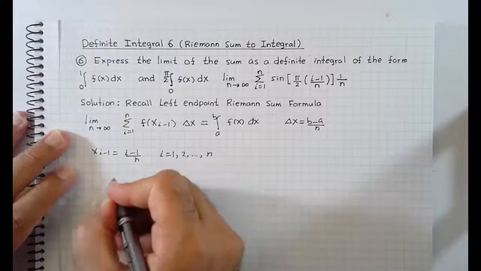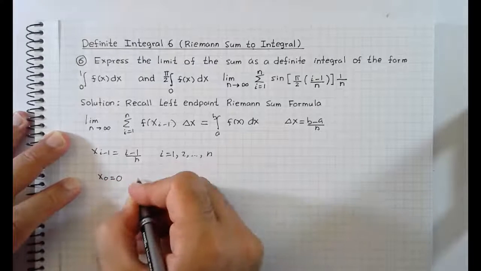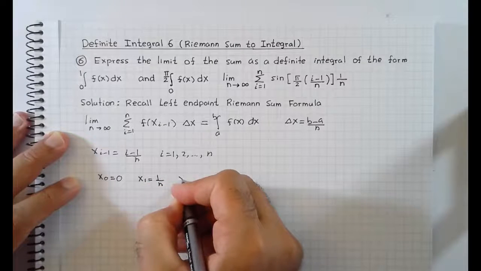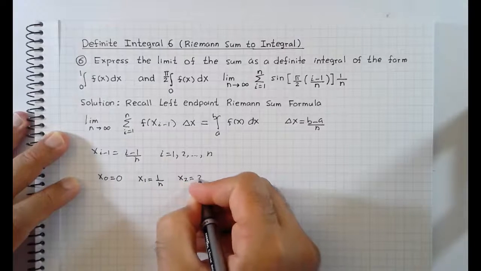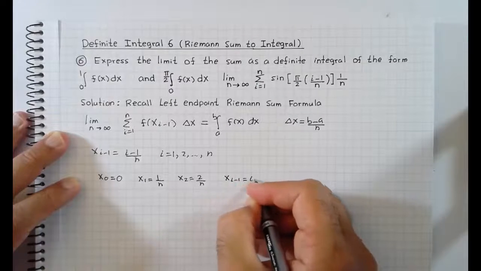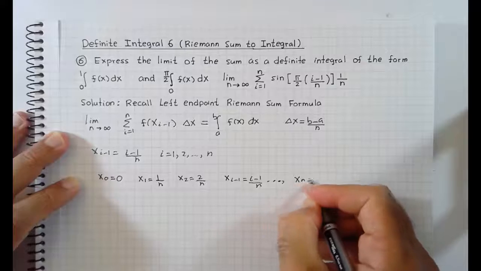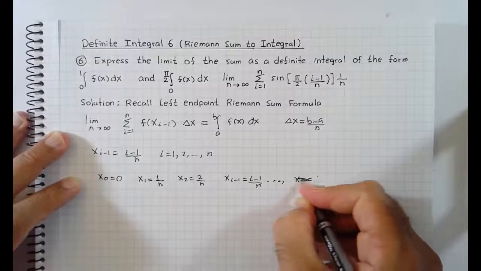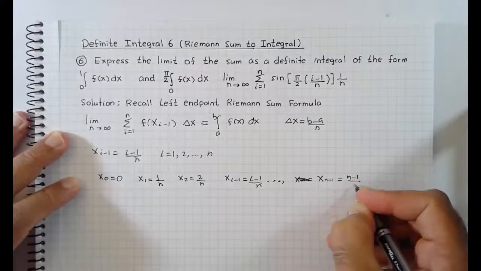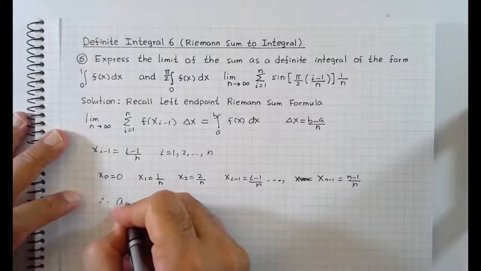So plugging i equals 1 here, we get x0 is equal to 0. Plugging i equals 2, we get x1 is equal to 1 over n. x2 is equal to 2 over n. x sub i minus 1 is equal to (i minus 1) over n. And x sub n minus 1 is equal to (n minus 1) over n. So we know that a is 0.